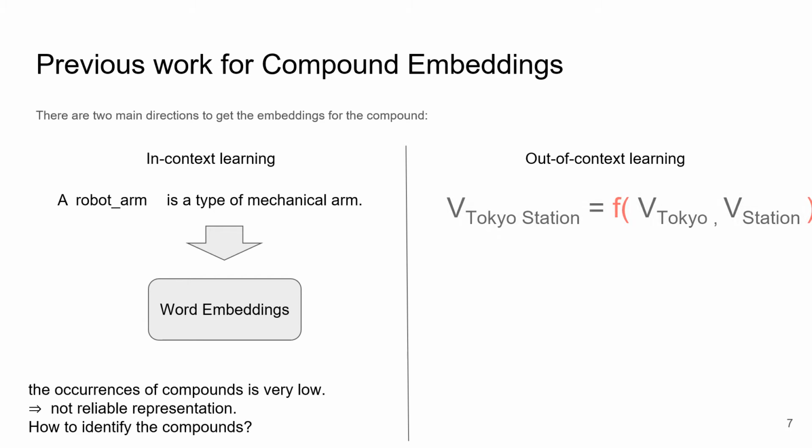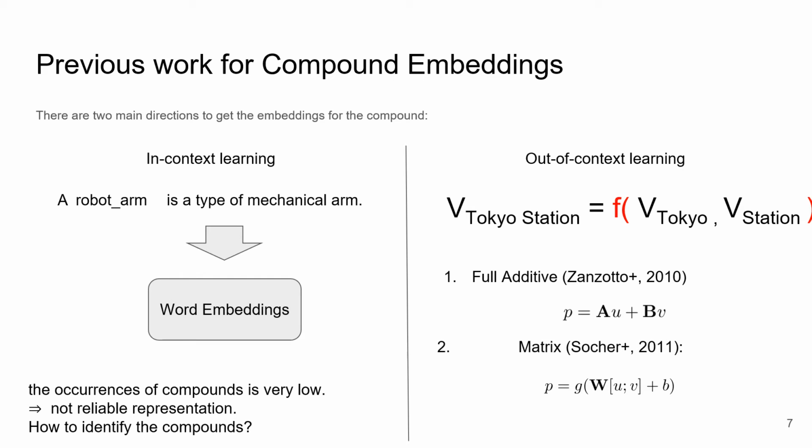The second way is out-of-context learning, where we use the embeddings of the constituents to estimate the representation of the compound. Previous work has used additive and matrix weighting to combine the embeddings for two-word compounds. This approach is more reliable and can handle rare and unseen compounds. Nevertheless, it is not possible to apply it to arbitrary length compounds, such as three-word compounds or more.